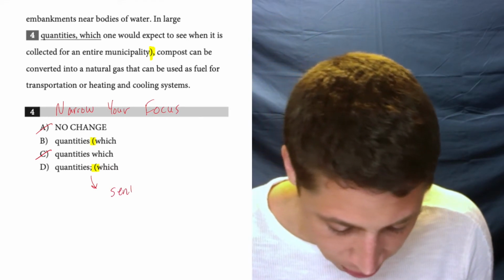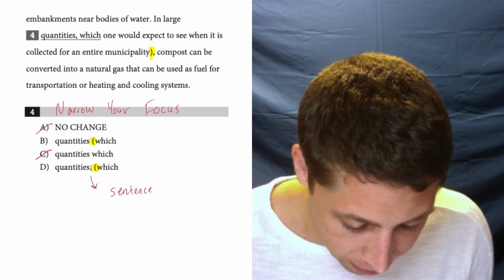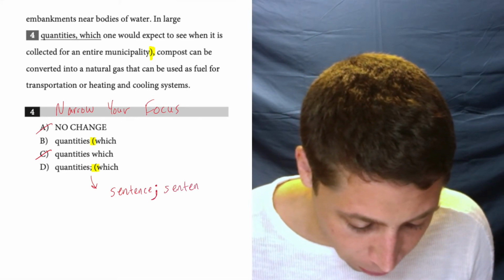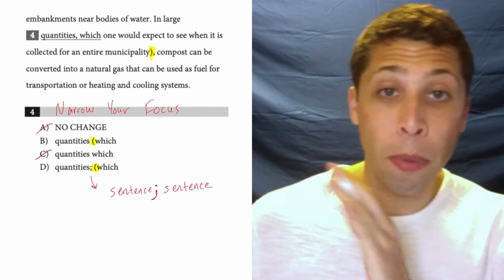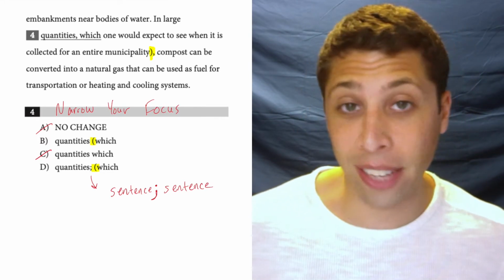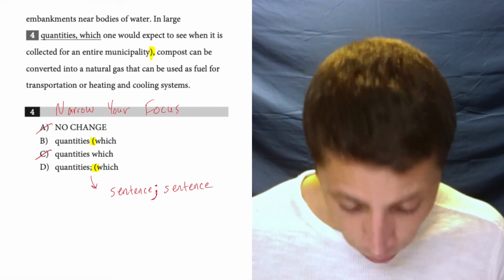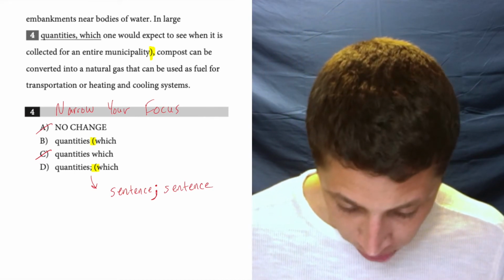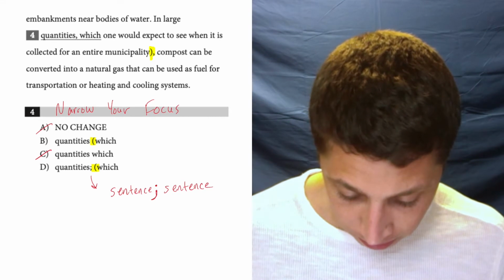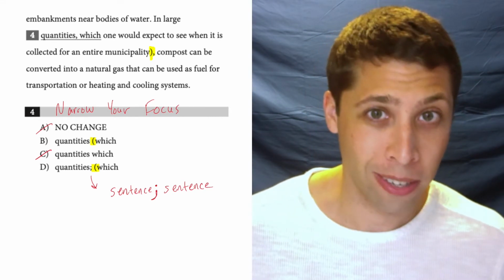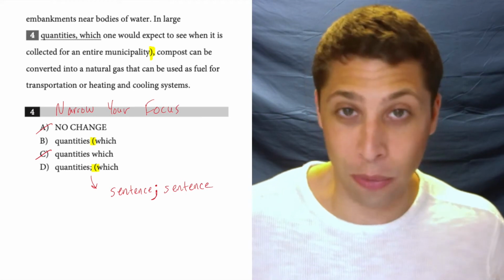In order to use a semicolon, we need a complete sentence, then the semicolon, and then another complete sentence. So if either the part before or after cannot stand alone as its own sentence, then we can't use a semicolon. So let's just read it and see what matters here. So, in large quantities, is that a sentence? No, it's nothing. It's 3 words, in large quantities.